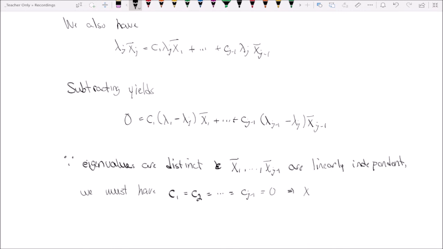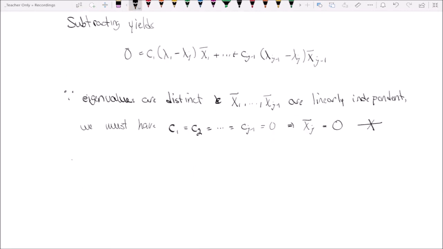Which would mean that x sub j has to equal 0. Which means that x sub j would not be an eigenvector. This is a contradiction. Therefore, the eigenvectors x1 through x sub n must all be linearly independent.